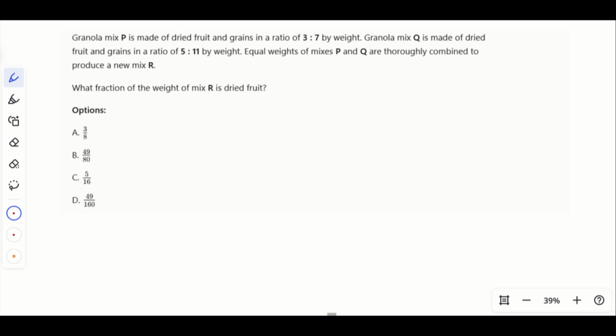Hi all. Now we are going to solve another question. Let's check the question first.